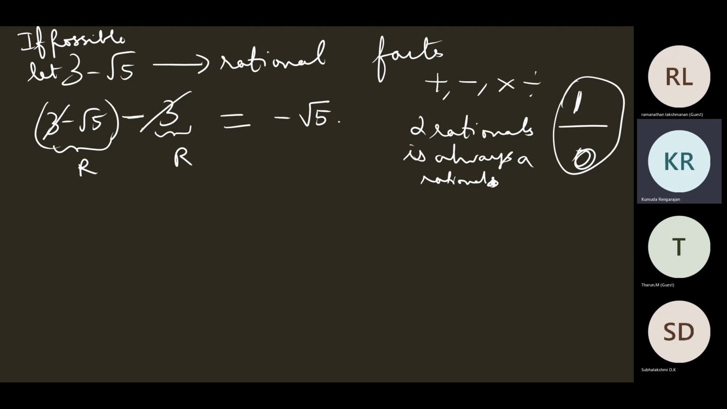But by the theorem, you know that root 5 is irrational. The difference of two rationals, you must get a rational. But what are you getting? You're getting minus root 5, which is irrational. If root 5 is irrational, then minus root 5 is also irrational. So it's not satisfying that fact. The difference of two rationals must produce a rational, but we are getting minus root 5, which is irrational. So again, this is not true. This is a contradiction.